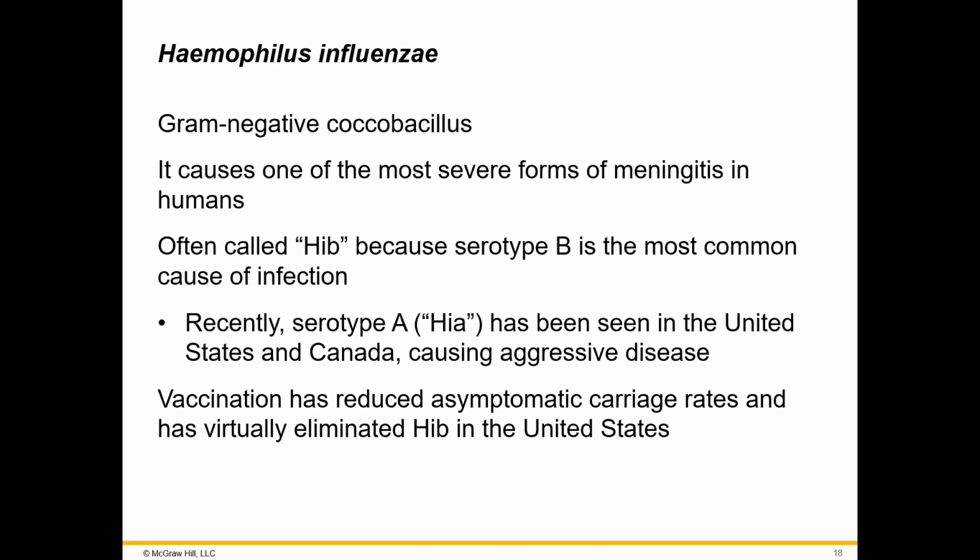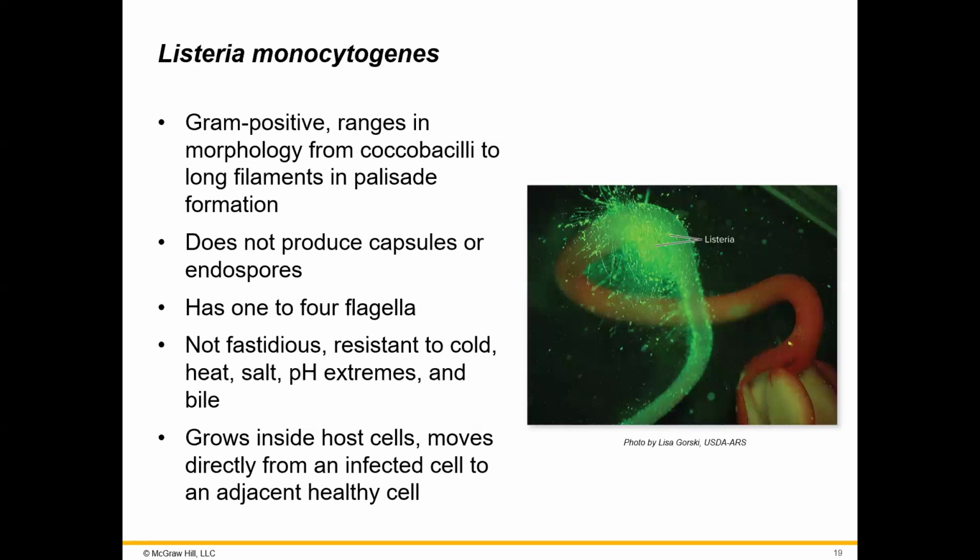There is Hib serotype B and serotype A, and B is the more common version, but it can lead to meningitis. It's more common in people who have lowered immune systems, and vaccination has significantly decreased the risk for this guy. Next, we have Listeria monocytogenes, gram-positive.